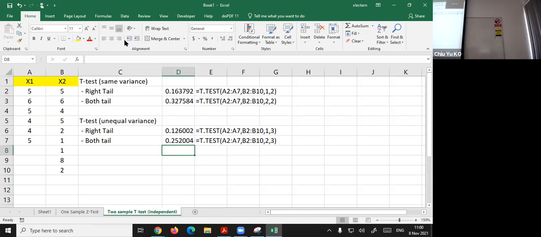And remember how we do things from scratch, right? I think in the last class we also did things from scratch. So now, let's do it using the Data Analysis tool. That is actually easier. You just go to the Data tab.